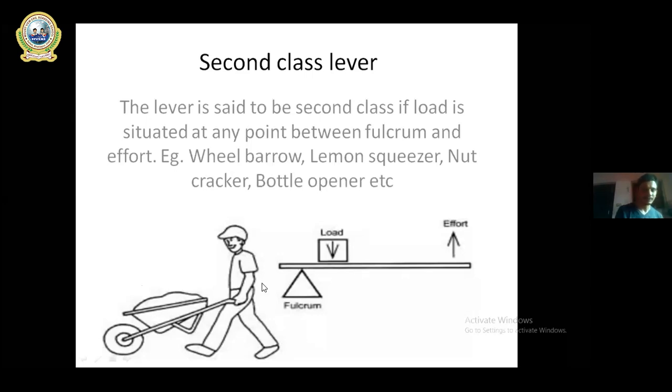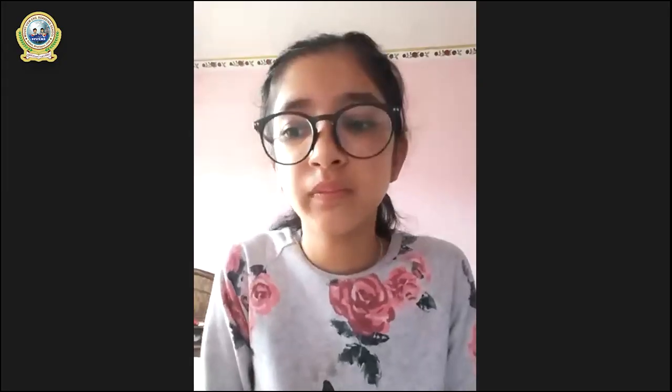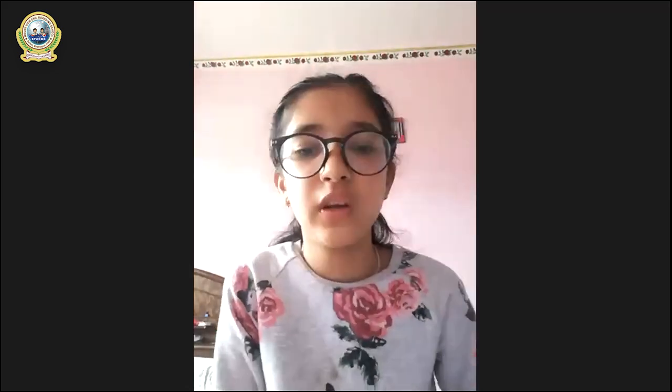Alright, students, are you clear about second class lever? Okay, Diksha, unmute please. Yes, sir. Tell me, what is first class lever? The lever is said to be first class if the fulcrum is situated at any point between load and effort. Okay, what is fulcrum then? Fulcrum is a balancing point where a lever is balanced. Fantastic. Great.